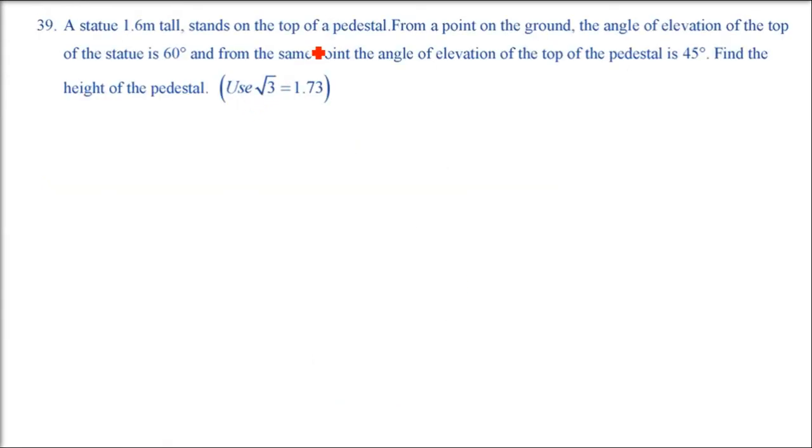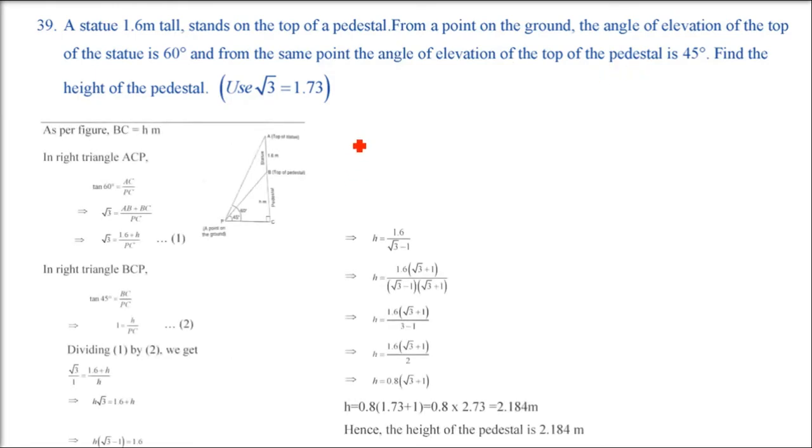A statue 1.6 meter tall stands on the top of the pedestal. From a point on the ground, the angle of elevation of the top of the statue is 60 degree, and from the same point, the angle of elevation of the top of the pedestal is 45 degree. Find the height of the pedestal.